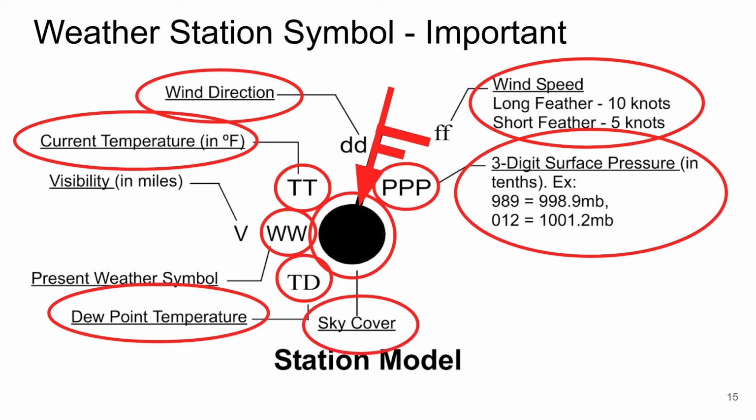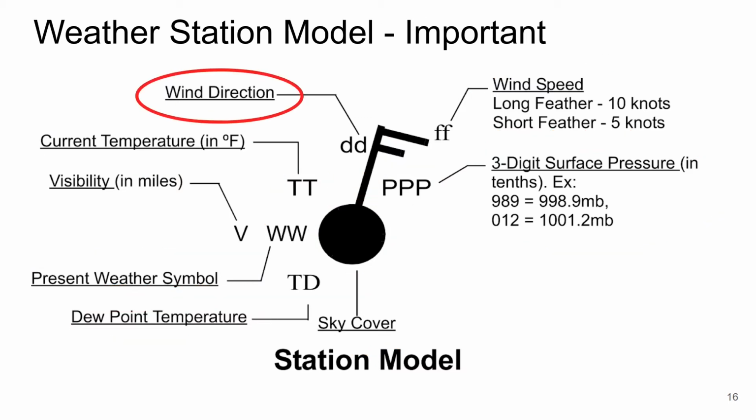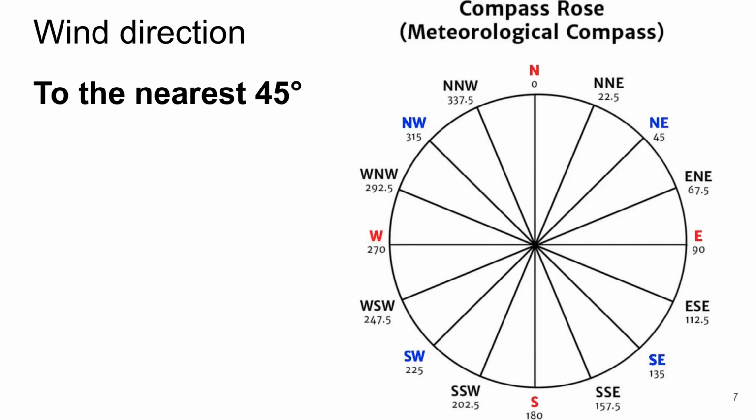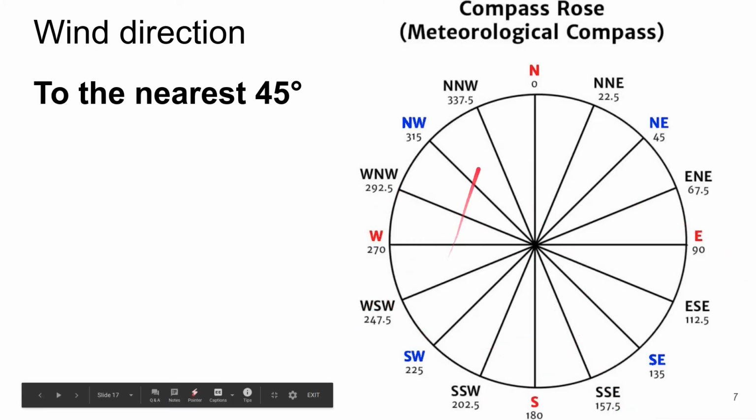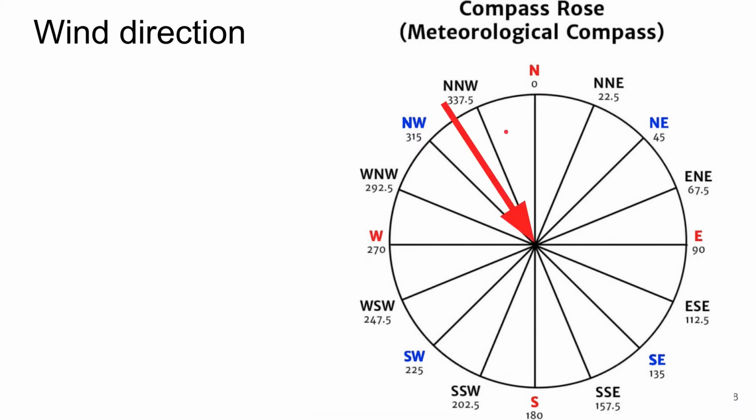Sky cover, how colored in the dot is, tells you how covered up the sky is with clouds. Present weather symbol, it's a cool little symbol. There's a chart, you get to look stuff up. All right, wind direction. So I will give you this diagram. Wind direction, I want expressed as a number to the nearest 45 degrees. So for example, if it's like that, I'd say, well, that's closest to 315. It's closer to 315 than it is to 0 or 360 degrees. So I would say the wind is coming from 315 degrees.